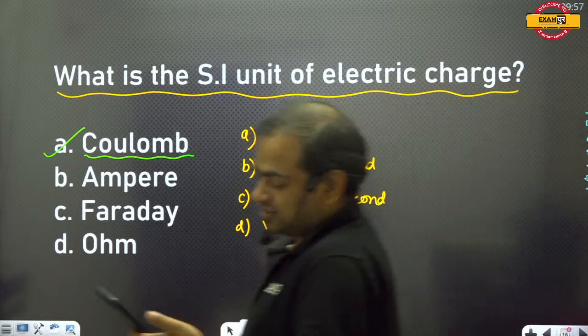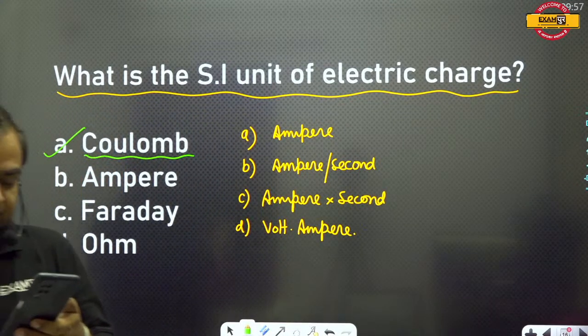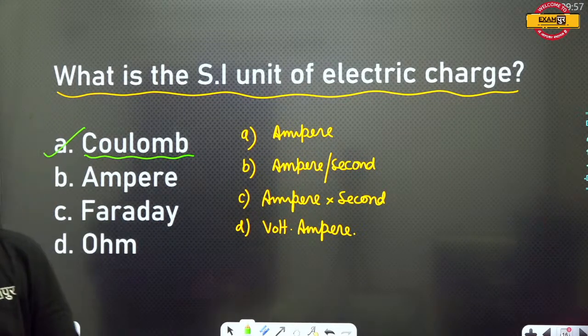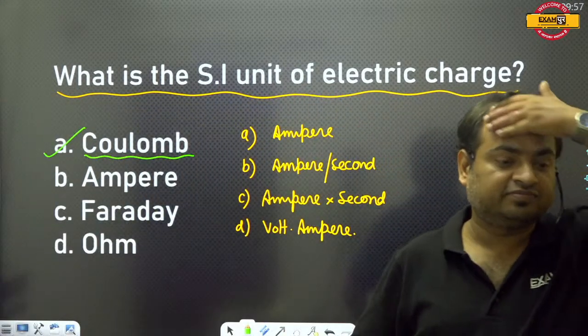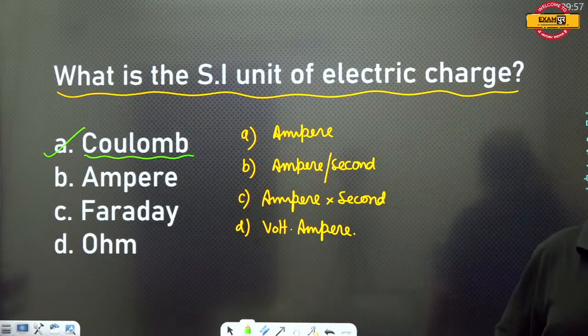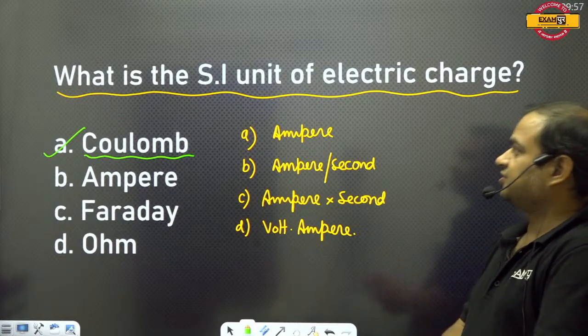Tushavar is saying ampere per second. Monica is saying B option. Tushavar is B. Pooja Panchal, please tell me the correct one.